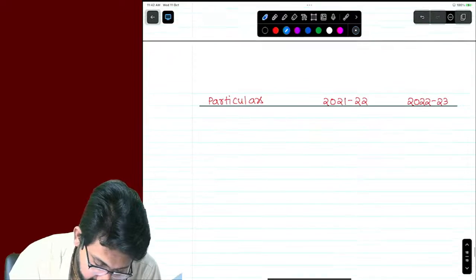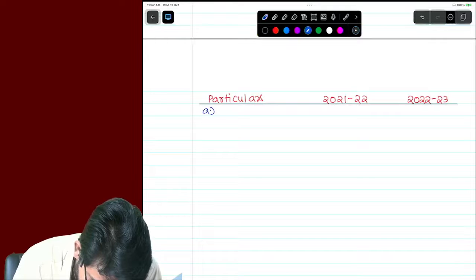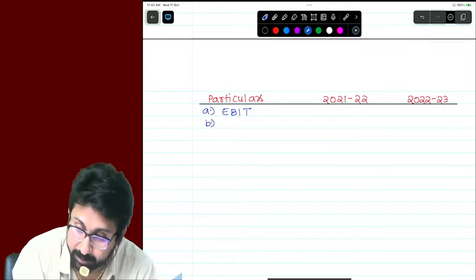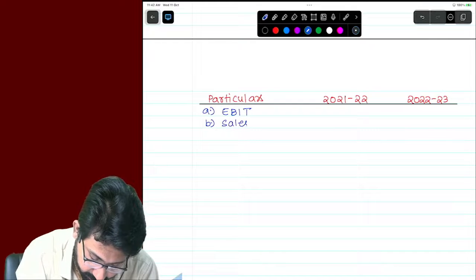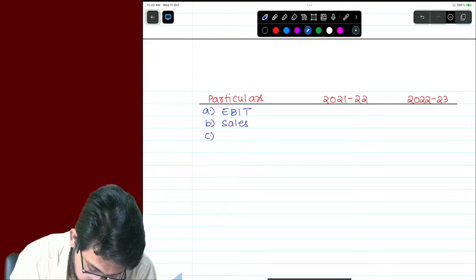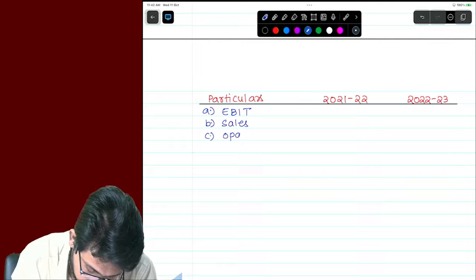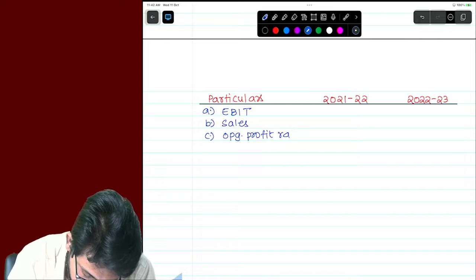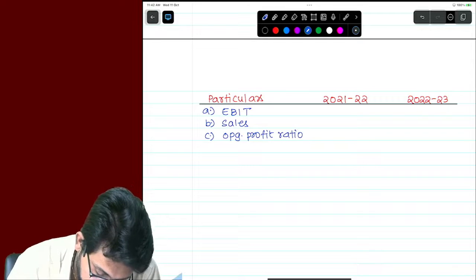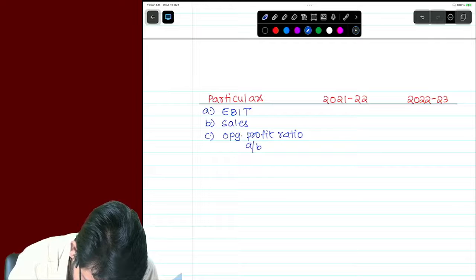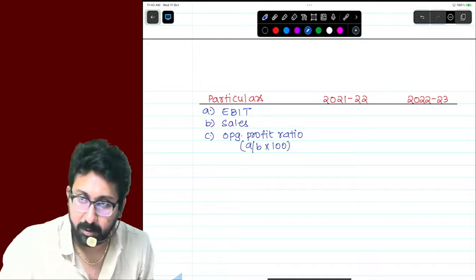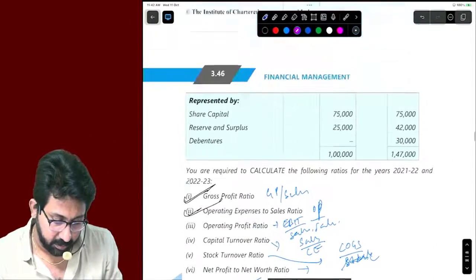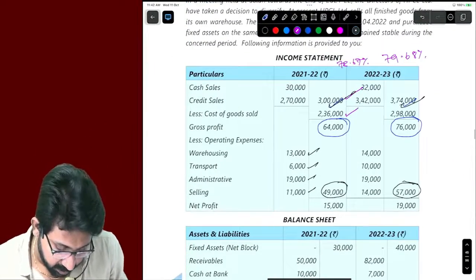What is the EBIT number? A is EBIT. B will be sales. Operating profit ratio is A by B into 100. See the question and tell me.